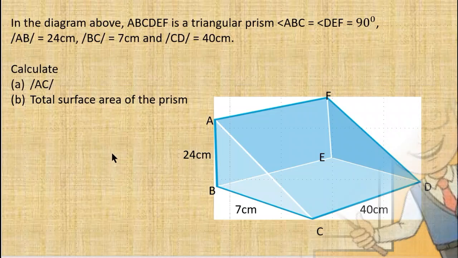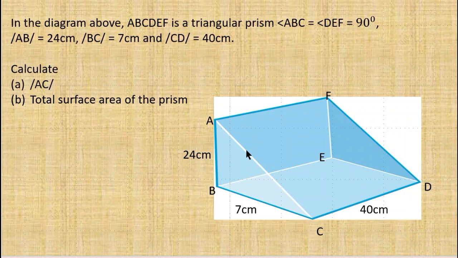Now, our shape here is a triangular prism, and if you look at this shape closely, you'll see that it's a combination of triangles and rectangles. To calculate the total surface area of this prism, you have to carefully pick out each of the rectangles and the triangles. Let's pick out the triangles first.